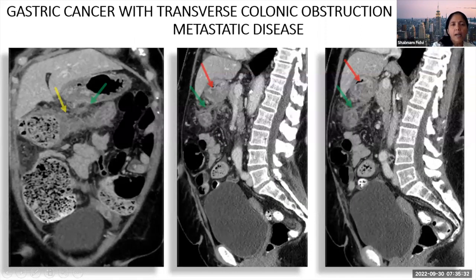Same patient, another coronal image and also sagittal images. Again, the red arrow showing the primary cancer within the distal stomach, the green arrow, the perigastric carcinomatosis, and the yellow arrow, the malignant large bowel obstruction at the level of the mid-transverse colon due to serosal metastatic disease.